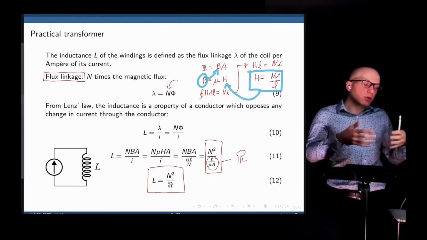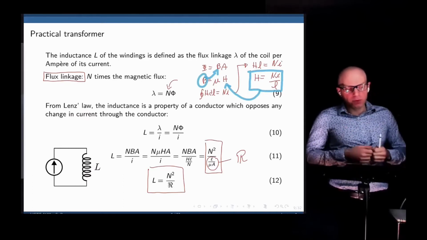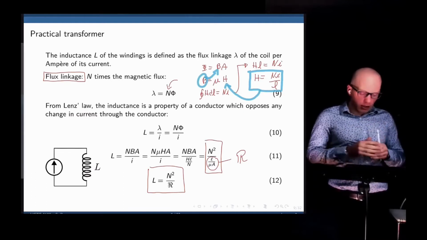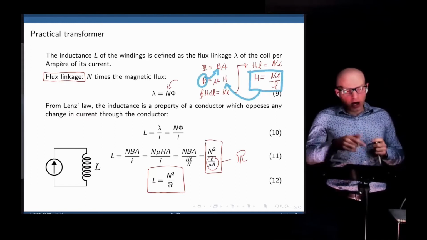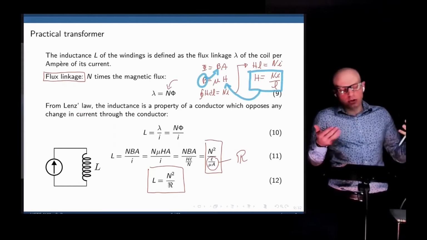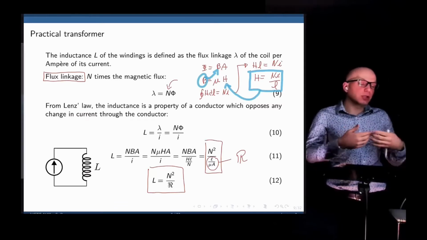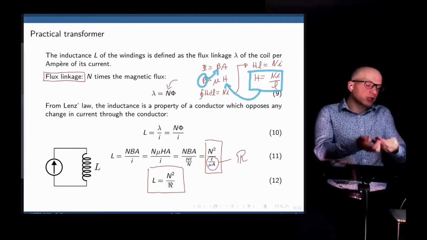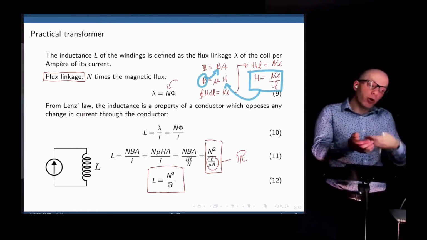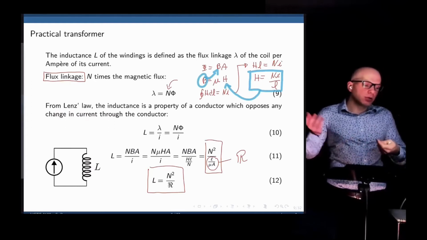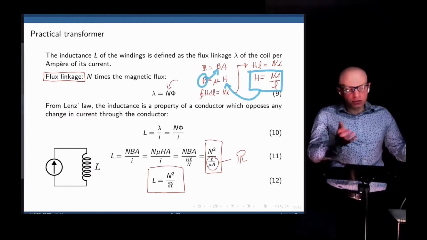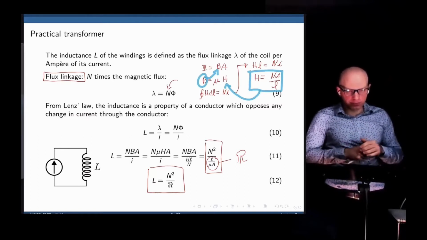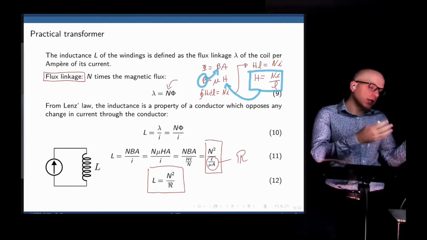So the inductance will increase with the number of turns. That makes sense. The inductance decreases with the reluctance, which also makes sense. The lower the reluctance, the easier it is to establish a magnetic flux, and the harder it gets to oppose that magnetic flux. So the inductance will be higher in systems with low reluctance, high permeability.